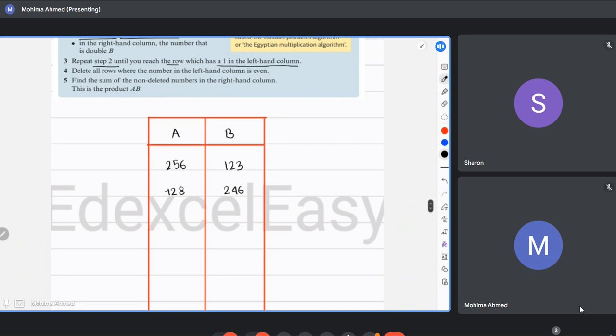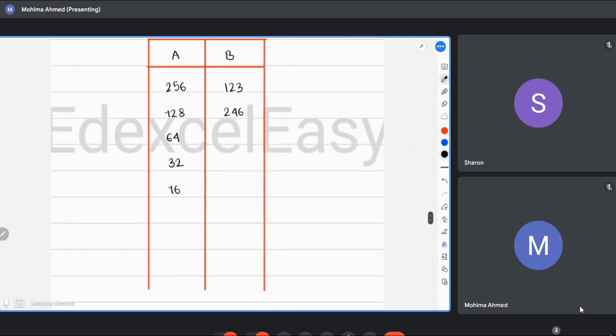So that means 256 divided by 2 was 128. Divided by 2, this one is 64. And then again divided by 2 is 32. Then again divided by 2 is 16. Divided by 2 is 8. Divided by 2, it's 4. Then divided by 2, it's 2. And lastly, when you divide it by 2, you get 1. Right? So these are the steps.